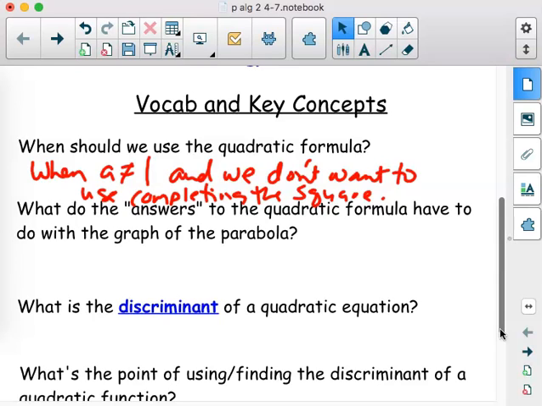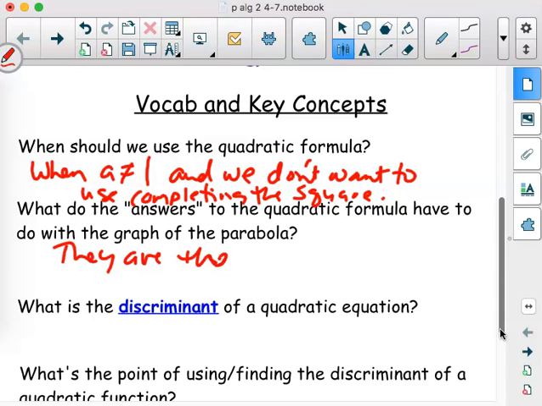Now, what do the answers to the quadratic formula have to do with the graph of the parabola? They are the zeros. And remember, on the graph, the zeros are the x-intercepts. So what we're really finding is more information about graphing quadratics. We can figure out where they cross the x-axis.